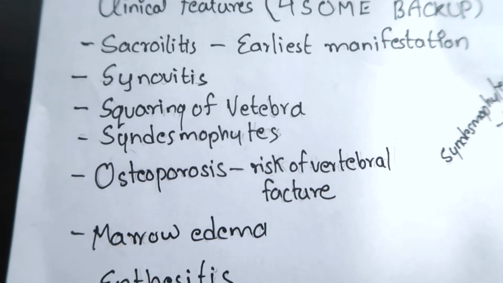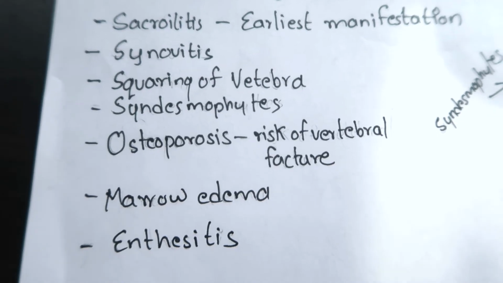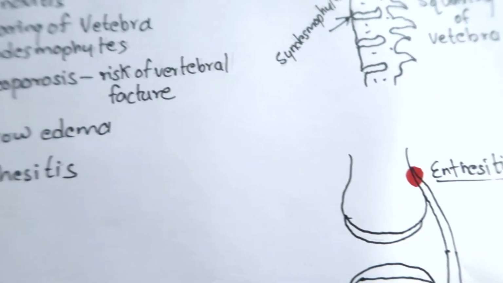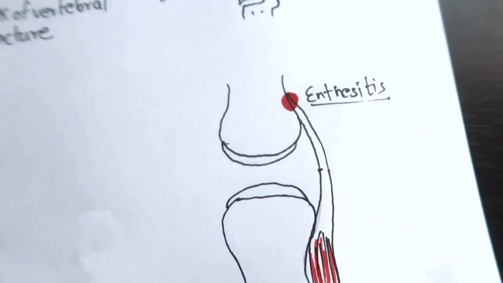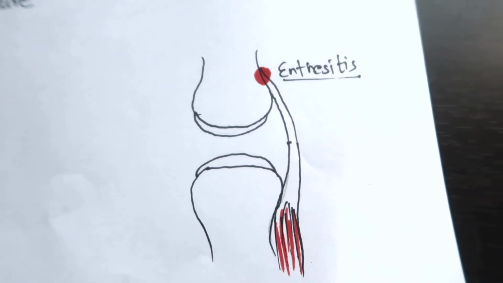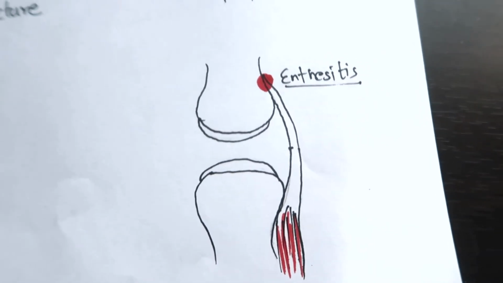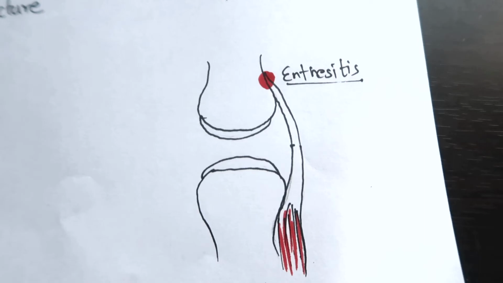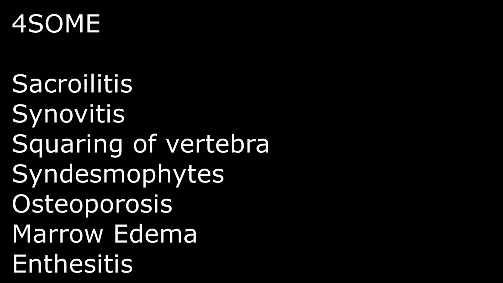There can be edema of the bone marrow, and we have enthesitis, that is, inflammation of the enthesis. Enthesis is the connective tissue between tendon and bone. So these are the features under the mnemonic FOURSOME. Moving on.